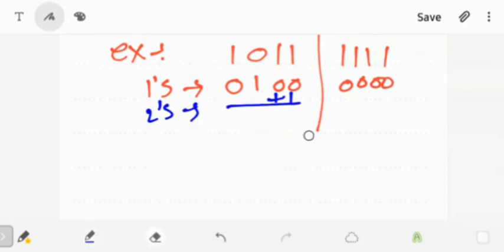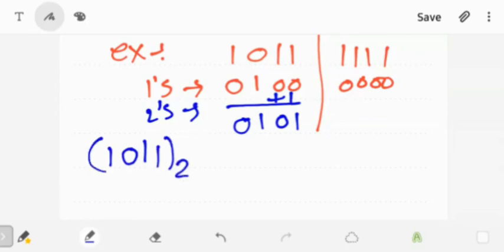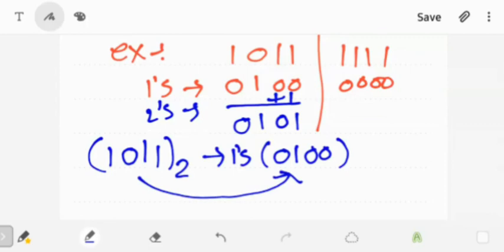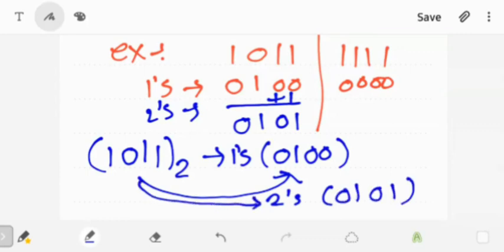Okay, let's suppose this. So what will you get? This is 101. So for a value of 1011, this is the given binary number, its 1s complement is how much? 1s complement is 0100, and 2s complement is 0101. Okay. Understand?